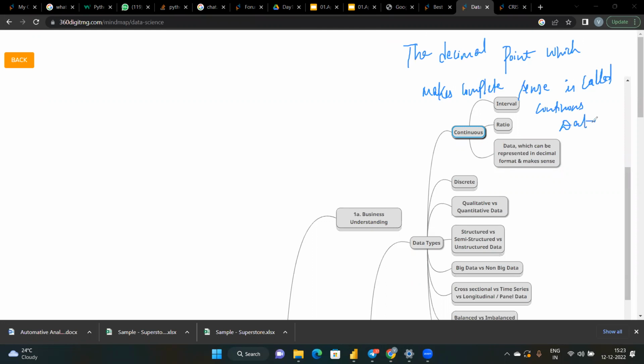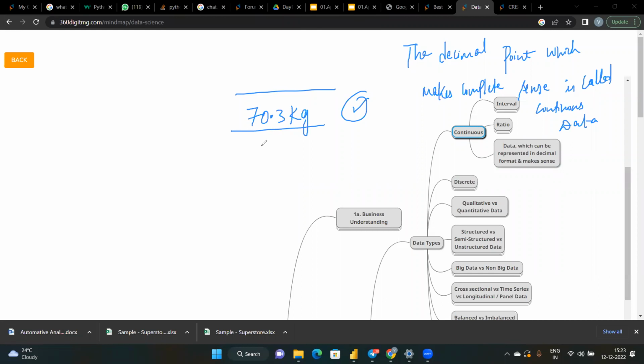Okay, so what is this decimal point which makes complete sense? I'm going to explain this, so you don't have to panic. As I said, we are going to go from scratch. We are going to make sure you understand everything. There will be no doubts. Okay, guys, the decimal point which makes complete sense. So when I say I'm weighing 70.3 kg with the decimal point, does that make sense? It makes sense, right? Okay, 70.3 kg.